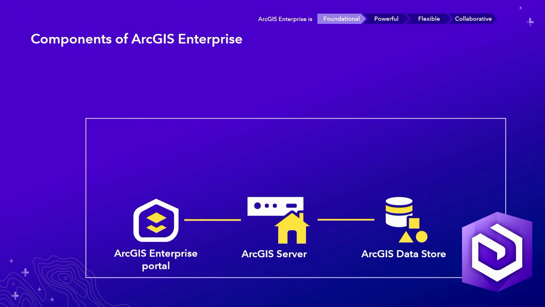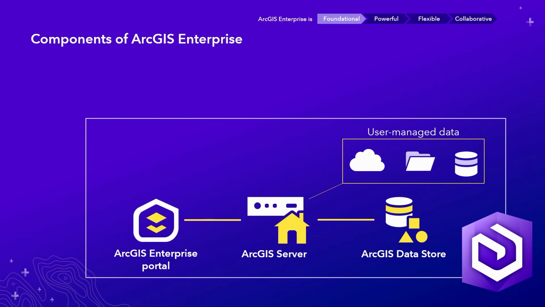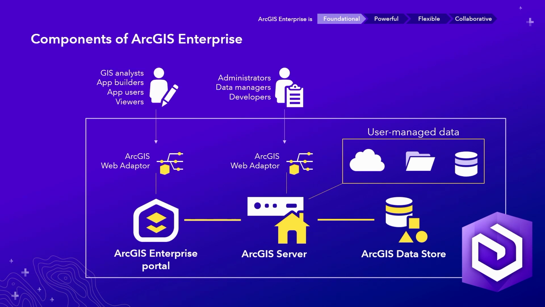And kind of bringing this all together with all our components of ArcGIS Enterprise. You have the Enterprise portal, which is the front end. It ties to that server as the server that's doing the heavy lifting as the middleman, which also references the ArcGIS data store. Also, you can have your own user-managed data. And then from there, you have your ArcGIS web adapter. It's a reverse proxy, one that just sits right in front of the Enterprise portal and ArcGIS server. And folks can access it. So you have your GIS analysts, app builders, app users, viewers, all accessing it for the Enterprise portal. And then you also have your administrators interacting with ArcGIS server, as well as your data managers and developers.